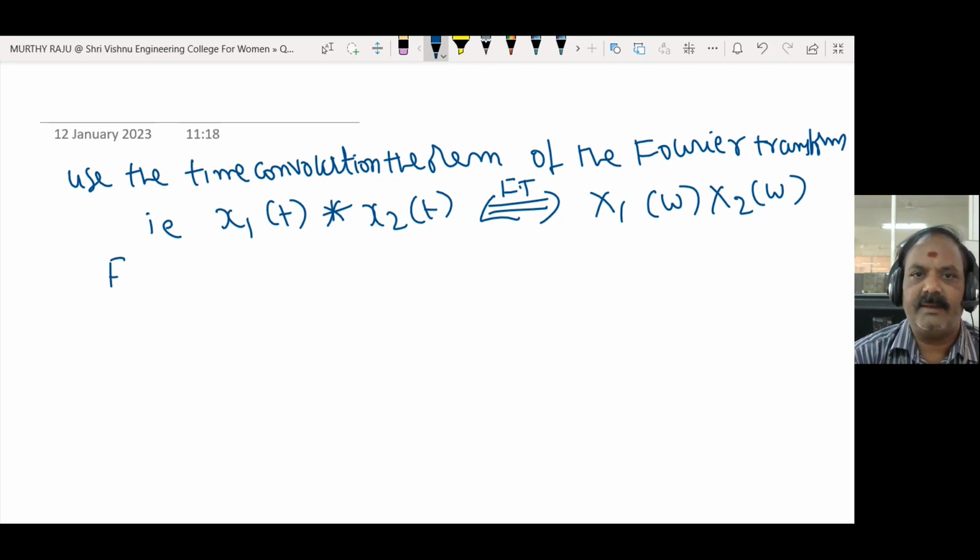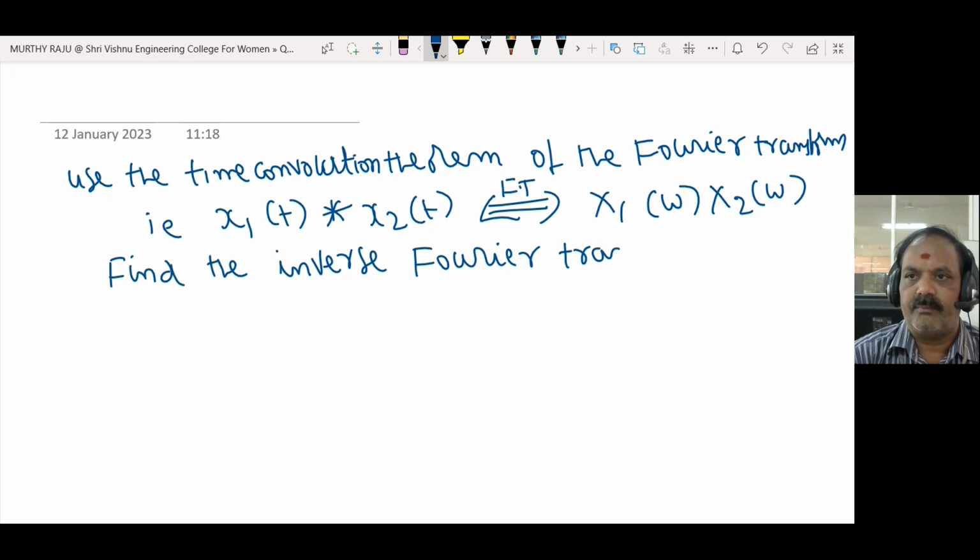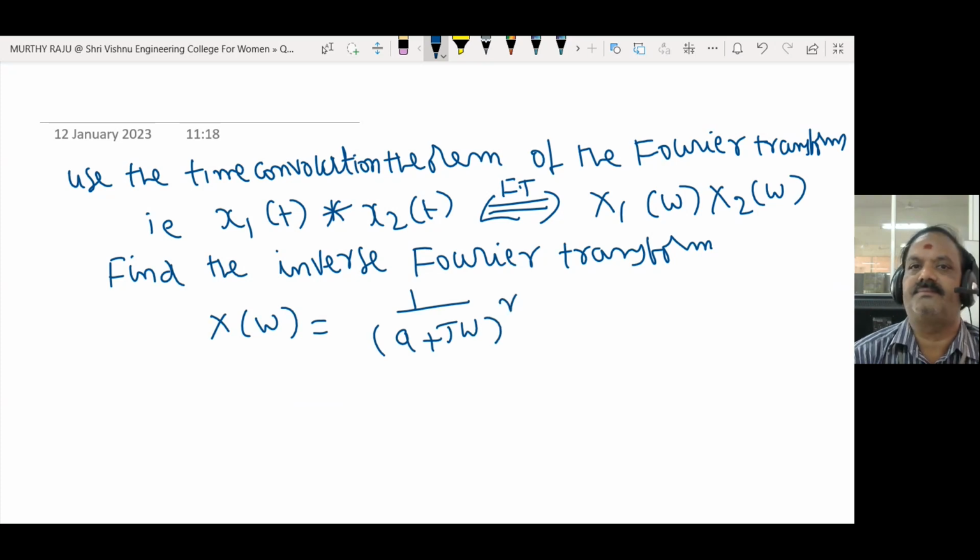Find the inverse Fourier transform of the function X of omega equal to 1 by (a plus j omega) whole square. See the statement.